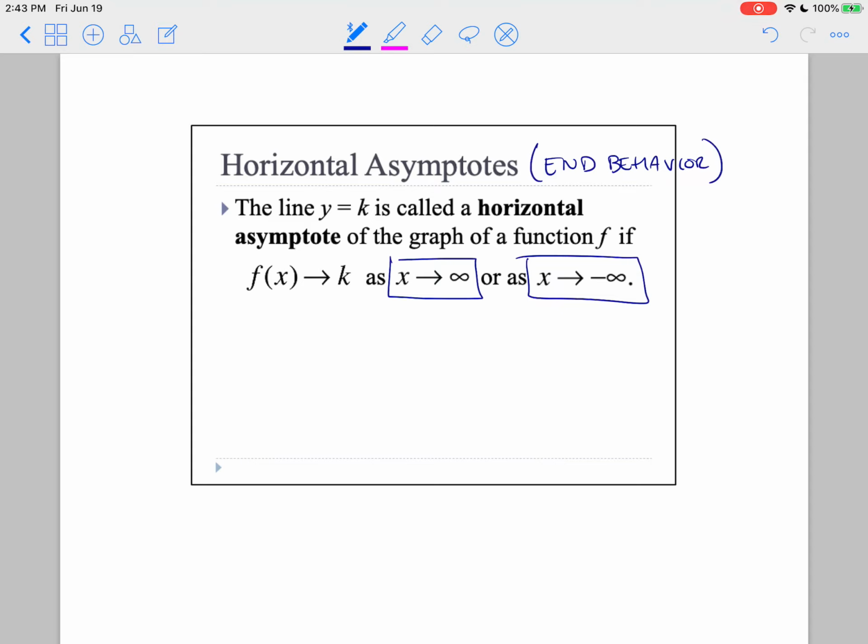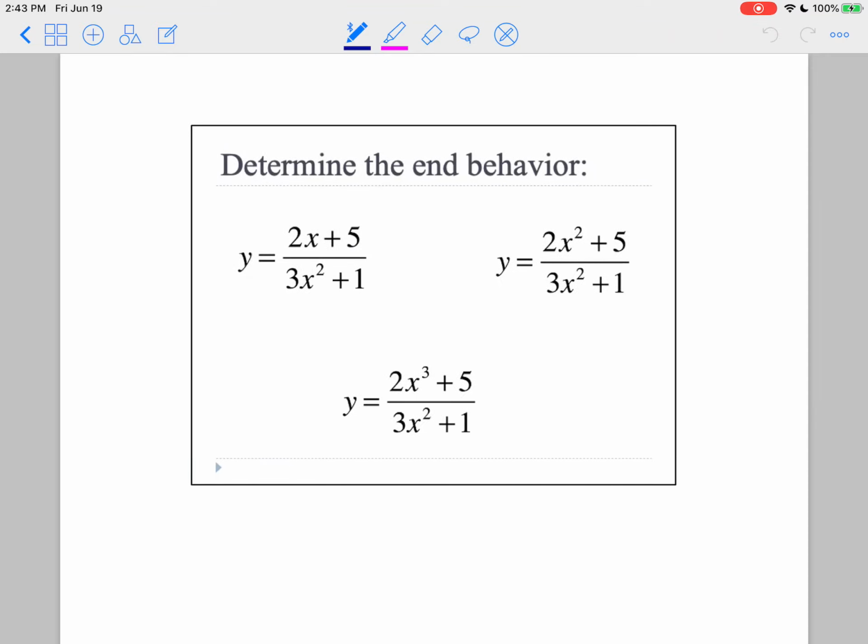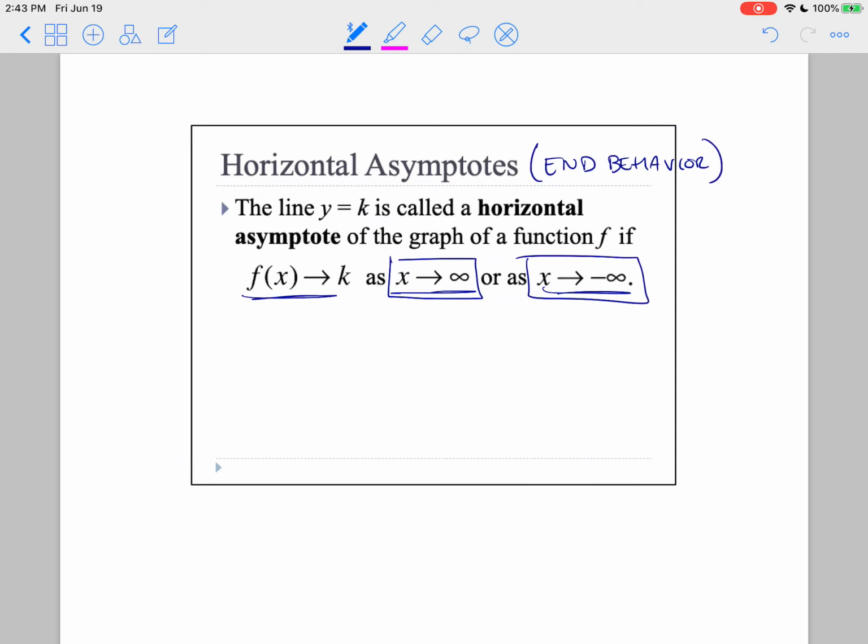So as x goes to infinity or negative infinity, so the beginning and the end of the graph, f of x approaches a certain number. That's the end behavior, okay? So a lot of people think an asymptote is a number that you get really close to but you never hit. That's not true with horizontal asymptotes, okay? For a vertical asymptote, that is absolutely true. You cannot touch a vertical asymptote.